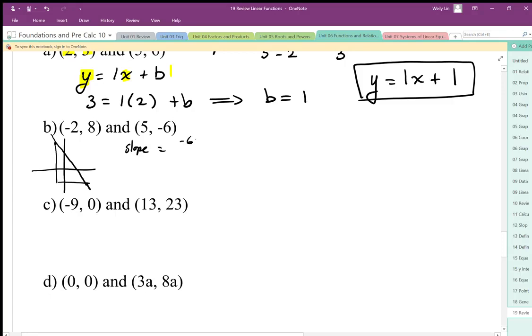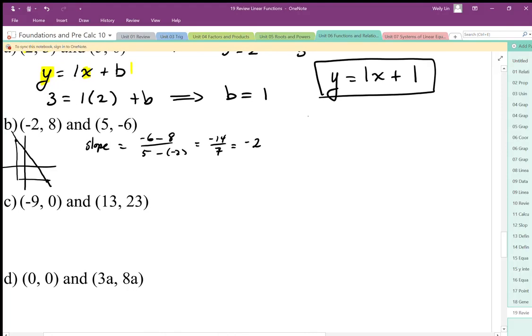So -6 minus 8 over 5 minus -2. We end up with -14 over +7. So that simplifies to a slope of -2. Plugging into our equation then, y equals -2x plus b.